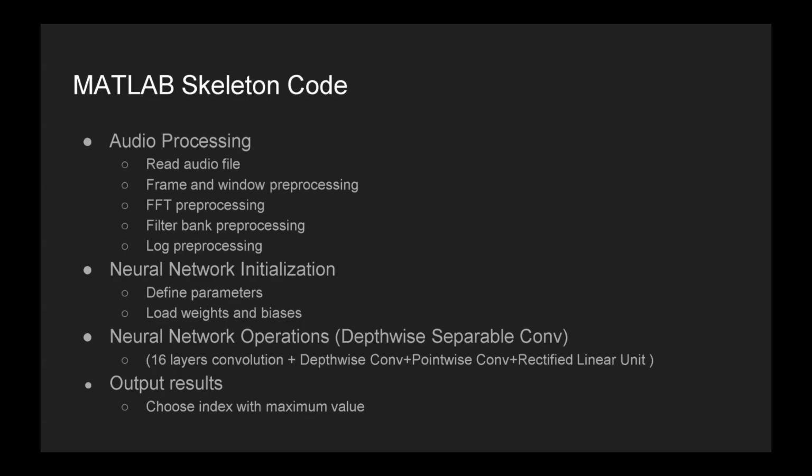Our input file is a 10-second audio file, and we will do the audio processing by reading the audio file and then sampling the data, applying the frame and window processing, and then FFT, filter bank, and log map processing. We will input our log map data into the neural network. After the neural network, we'll get our output result, which represents the possibility of each category, and we select the maximum index.